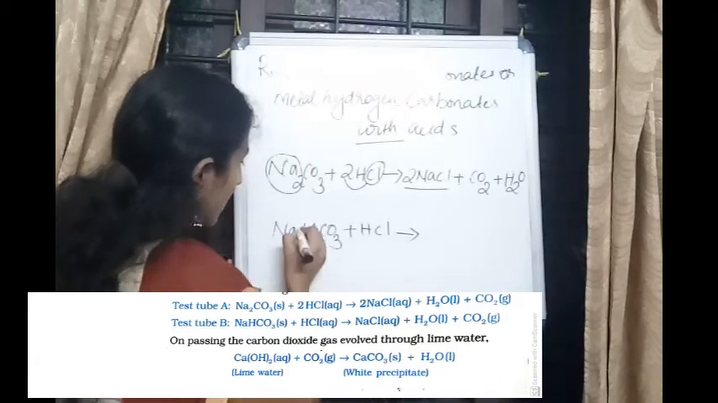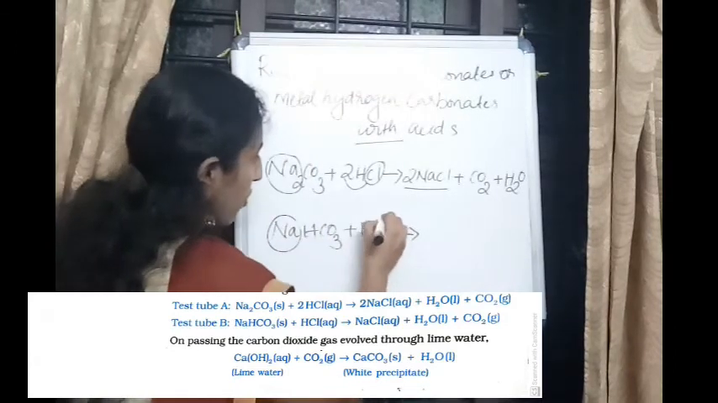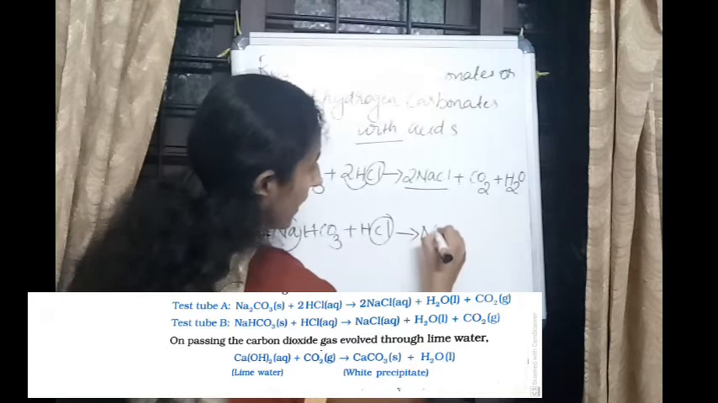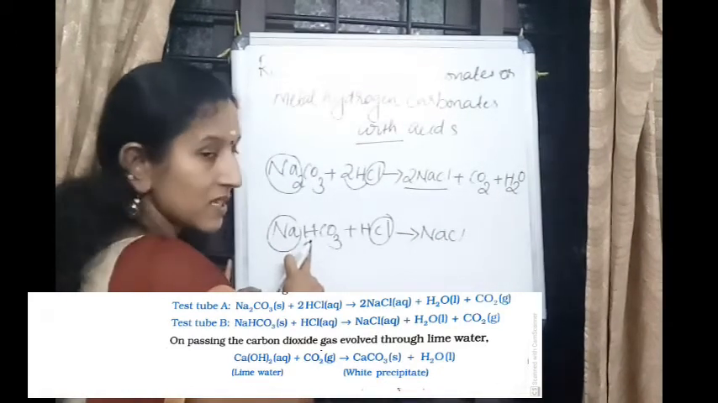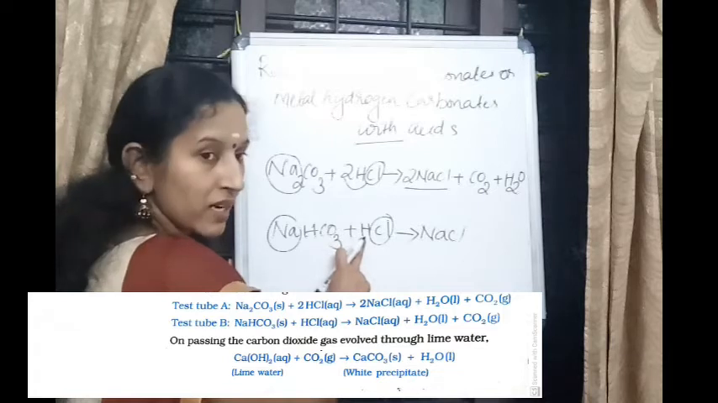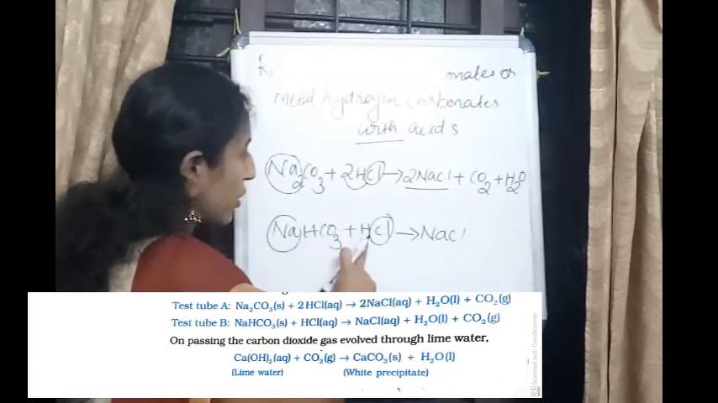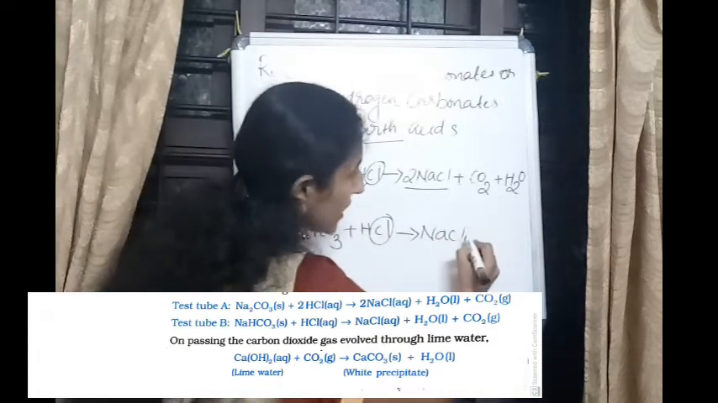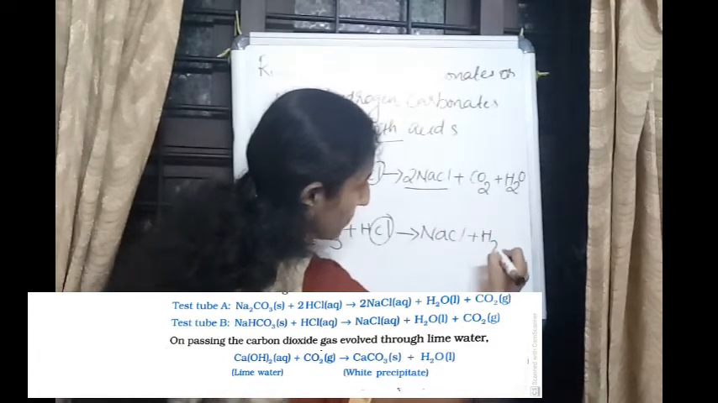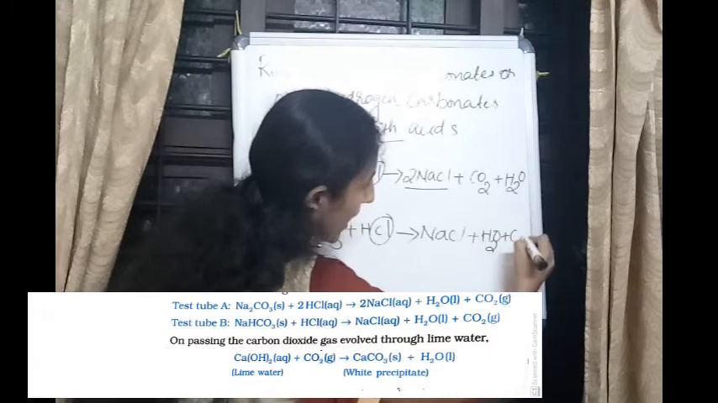How do they form? This sodium and chlorine form NaCl. And here you can see 1 hydrogen, and here also 1 hydrogen. So together 2 hydrogen and 1 oxygen from this CO3 make H2O. And the remaining one is carbon dioxide.